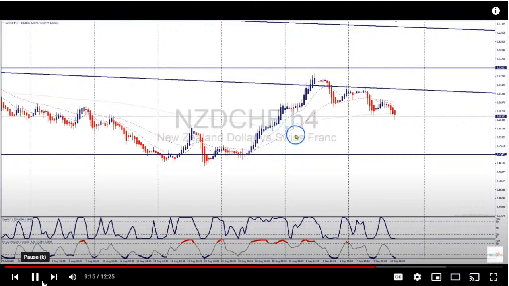Because the 4-hour time frame shows you what the price is doing for that trading week. The weekly chart shows you what price is doing for the year. But the 4-hour time frame shows you what it's doing for the week. So when I'm mentioning the week, I'm not talking about the weekly time frame. I'm talking about the 4-hour time frame.